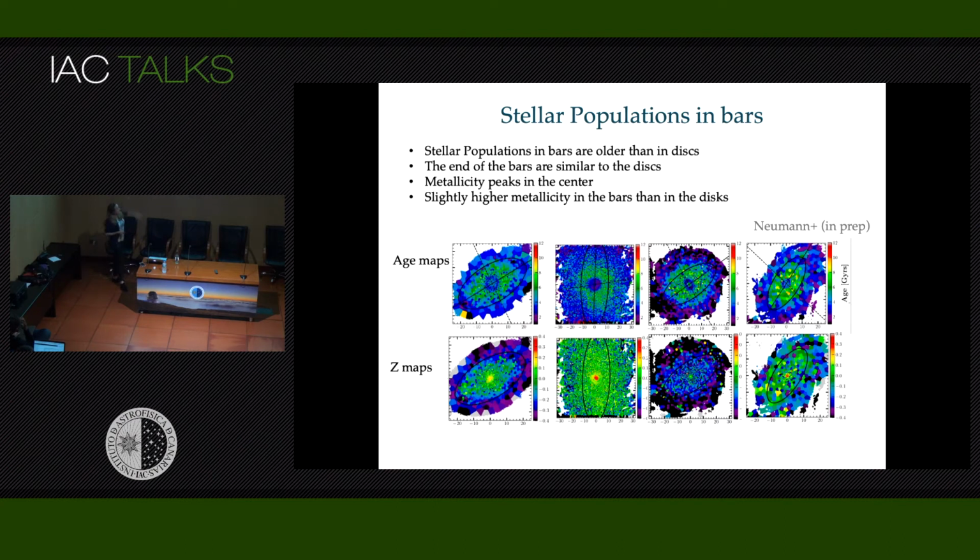Another thing is that they are also more metal rich than the disk. This implies that when they form, they have to have some star formation as well. Either that or the disk is accreting primordial gas, which is not being recycled. But you have to produce this difference in metallicity. So all these studies are going to give a lot of information about the processes that form bars, etc.